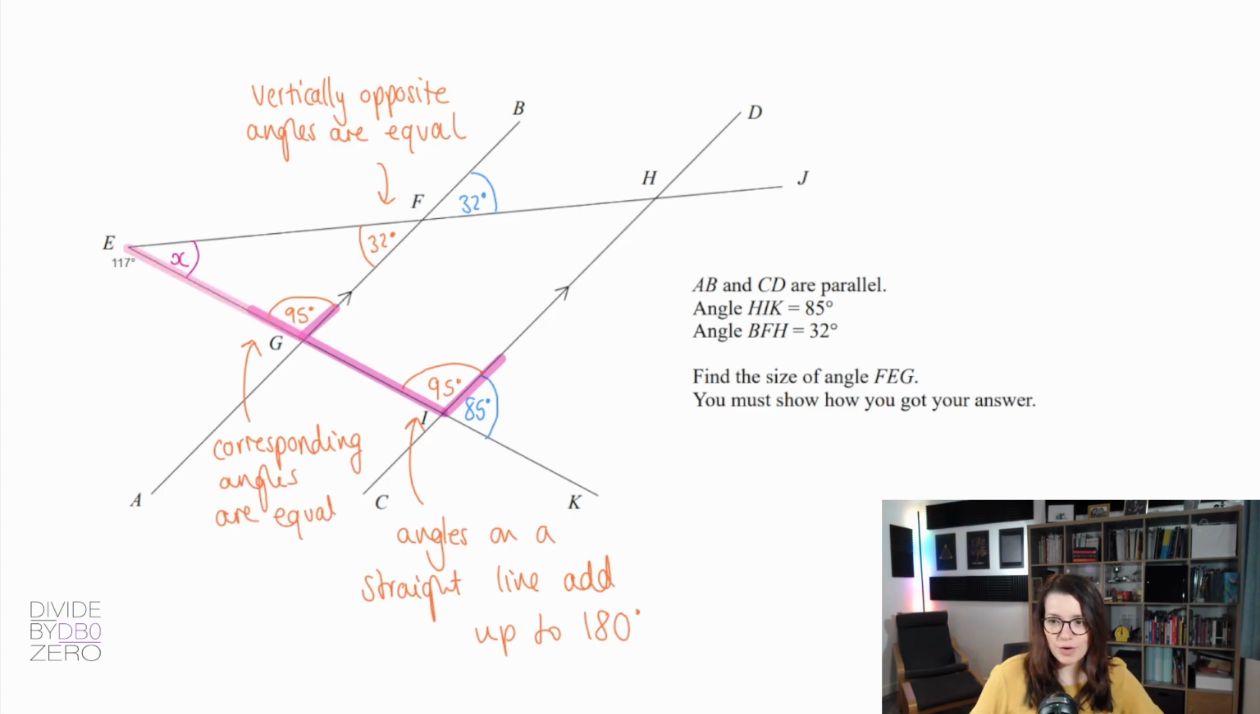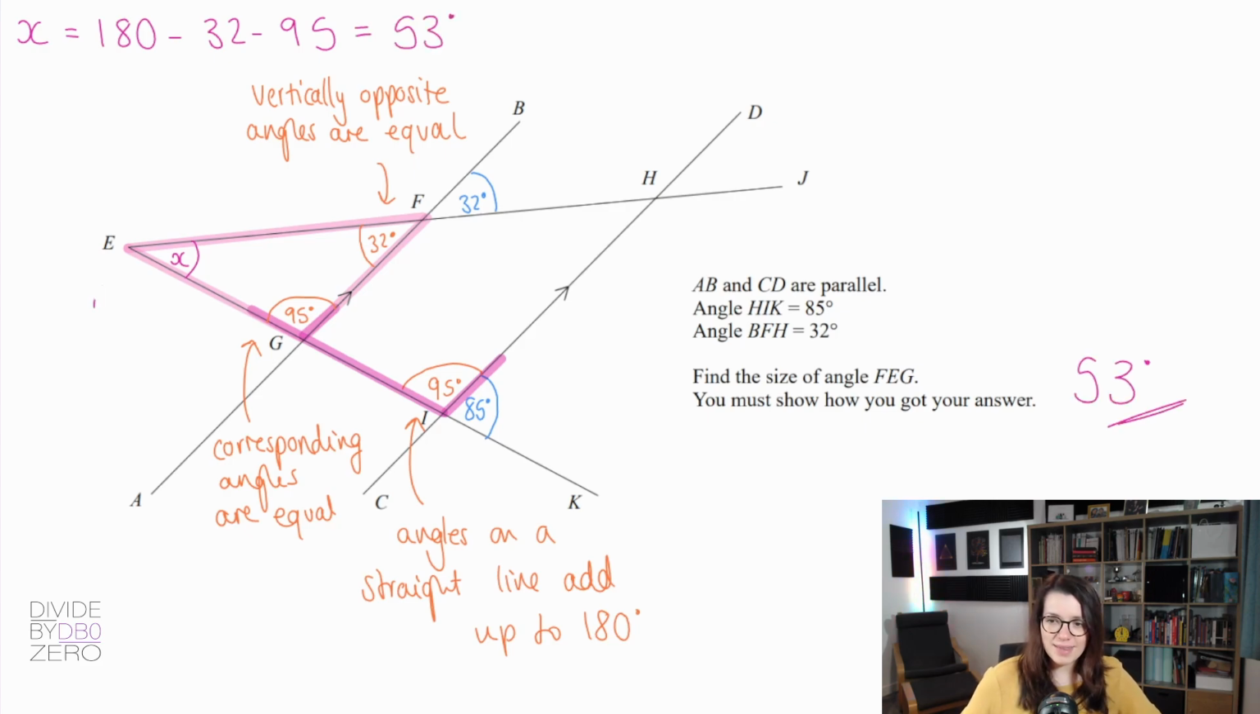Finally, now we have a triangle, so we know that all the angles in there must add up to 180, which means we can work out X. X would be 180, take away 32, take away 95. And that works out to be 53 degrees for the final answer. Once again, that's because angles in a triangle add up to 180.